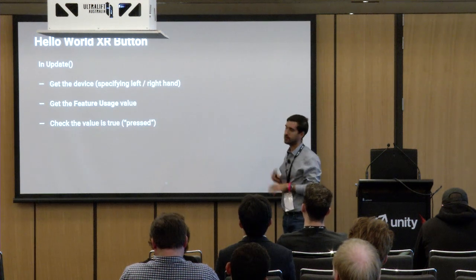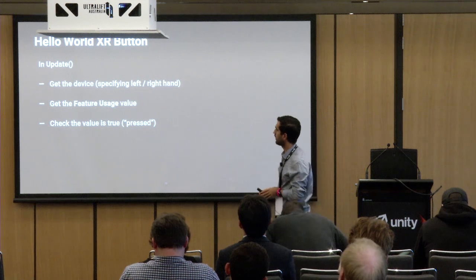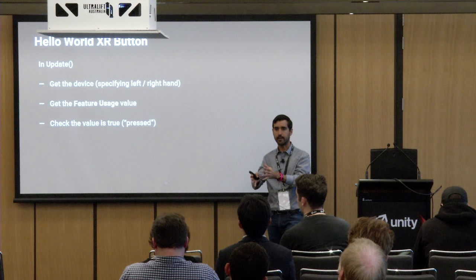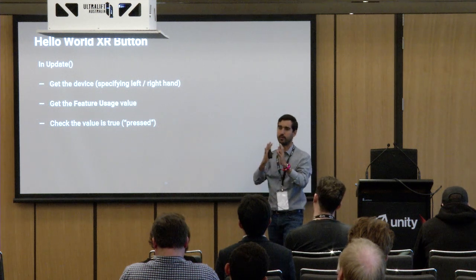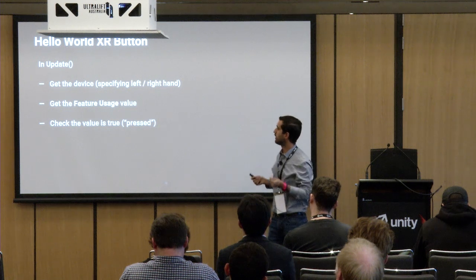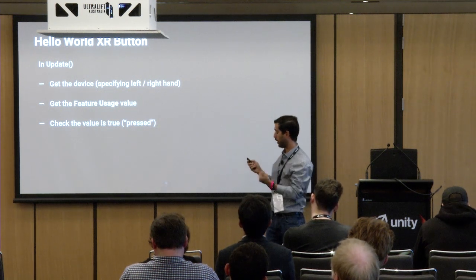So let's look at just a hello world example of the XR button. Basically, the way that this works is that you tell Unity, get me the device that's in my right hand. And then, are we pressing the button? If that's the case, then we can run our own logic.